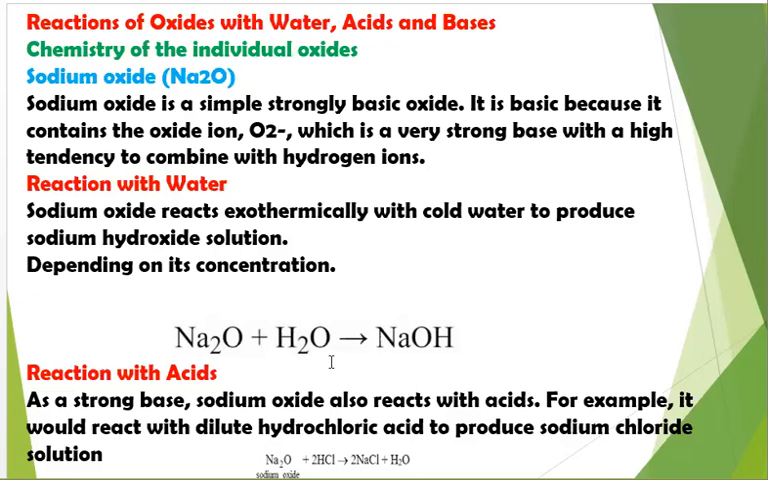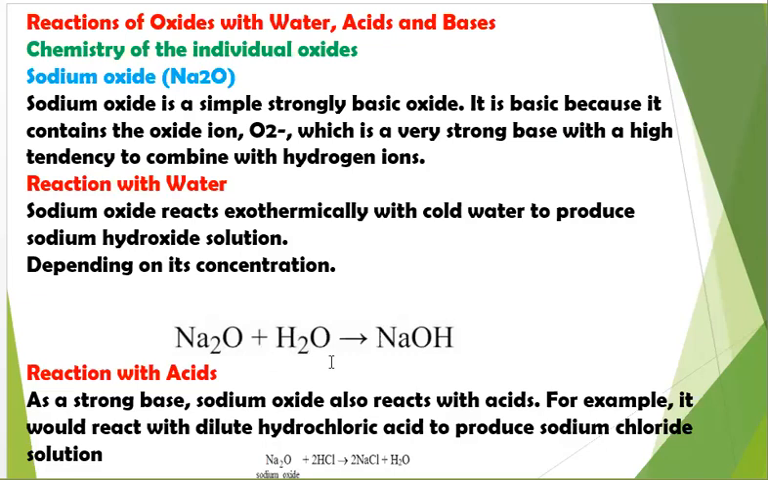The first one is sodium oxide. When sodium reacts with oxygen, it produces sodium oxide, sodium peroxide and sodium superoxide. Sodium oxide is a strongly basic oxide. Basic oxide means when it dissolves in water, it produces a basic solution. It reacts with acid to produce salt and water.